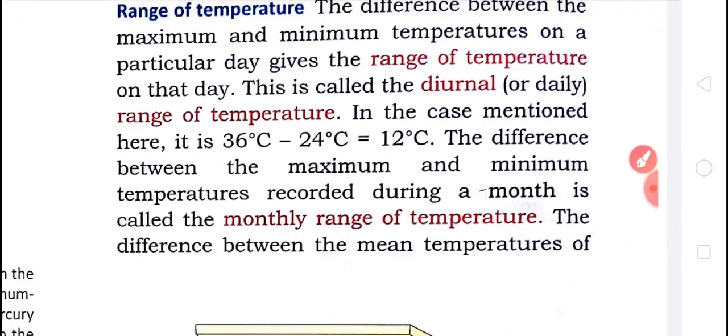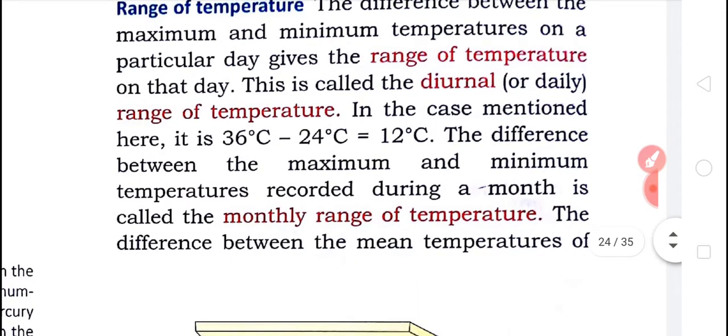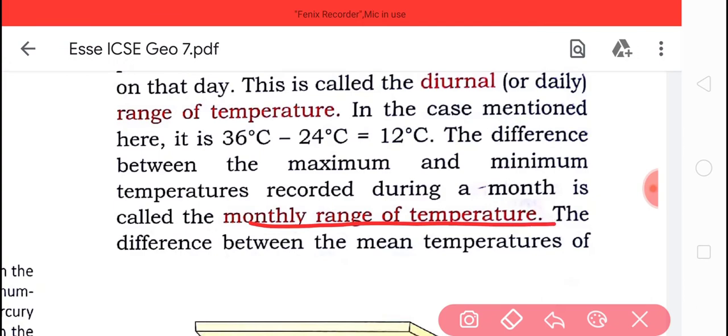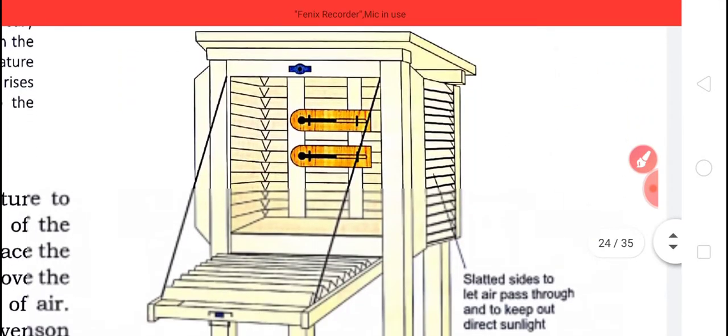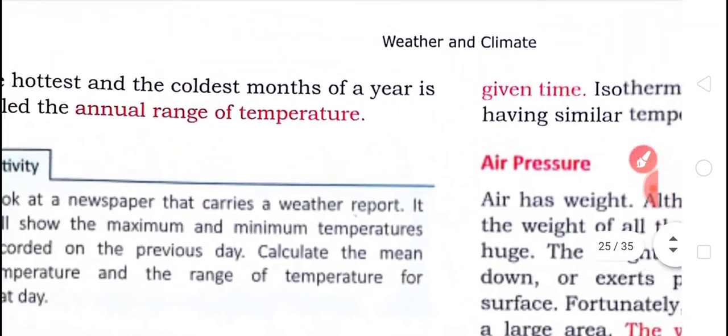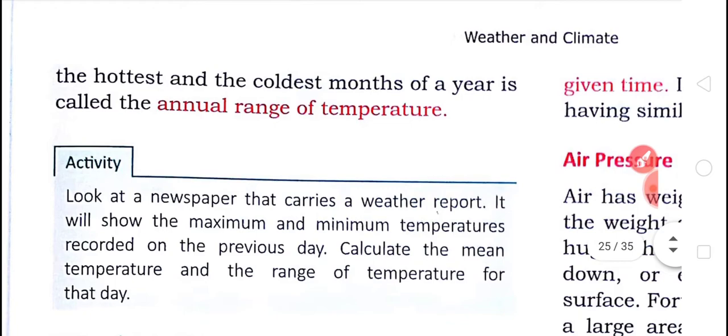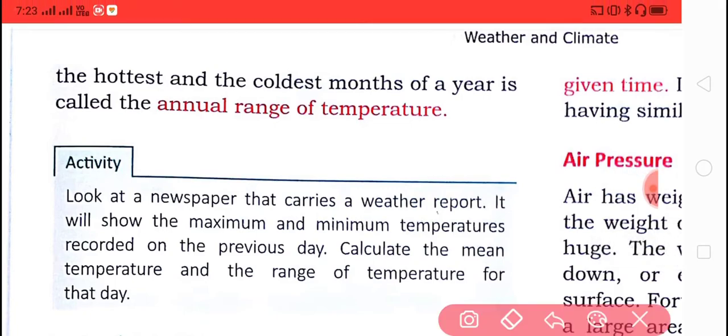The difference between the maximum and minimum temperature recorded during a month is the monthly range of temperature. The difference between the mean temperature of the hottest and coldest month of a year is called the annual range of temperature.